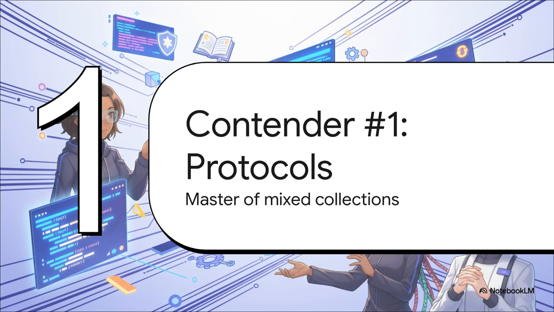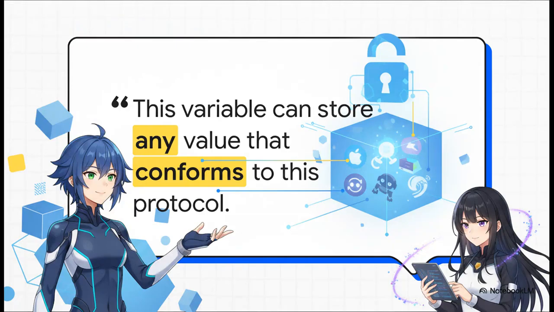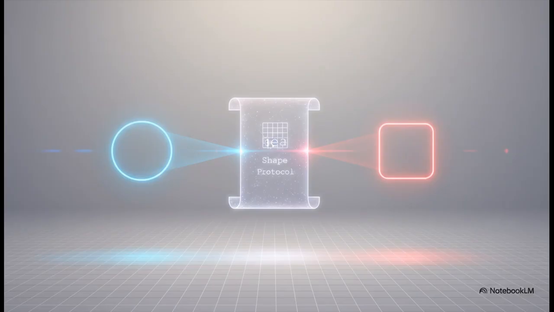All right, let's bring out our first contender, protocol types. You can think of this one as the master of mixed collections. Seriously, it's brilliant at handling a whole bunch of different but kind of related things all together in one place. Now, if you remember one thing about protocol types, make it this. A variable of a protocol type can hold any value, as long as that value conforms to the protocol. It's kind of like having a magic box. You can put anything you want in it as long as it has a certain sticker on it.